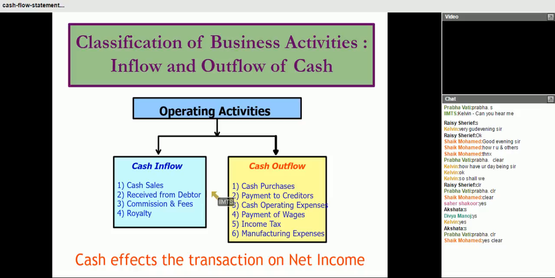Debtor means someone has taken money from you, right, on interest, and he has to return the money. That he is known as debtor. And in cash outflows comes cash purchases, payment to creditors. Cash outflow means the money which is going out, or the money which the company is spending. Cash operating expenses, payment of wages, income tax, manufacturing expenses. All these comes in cash outflows. Cash affects the transaction on net income.